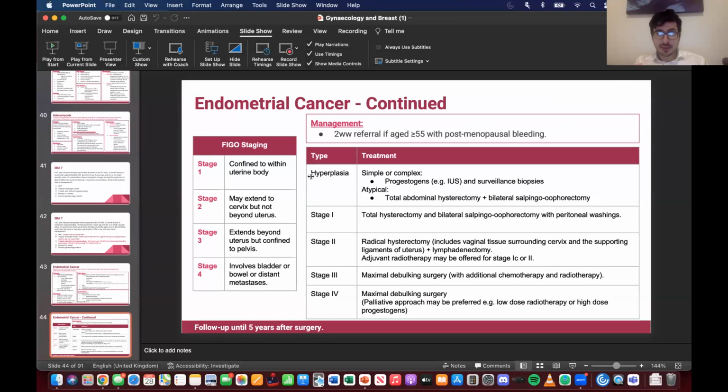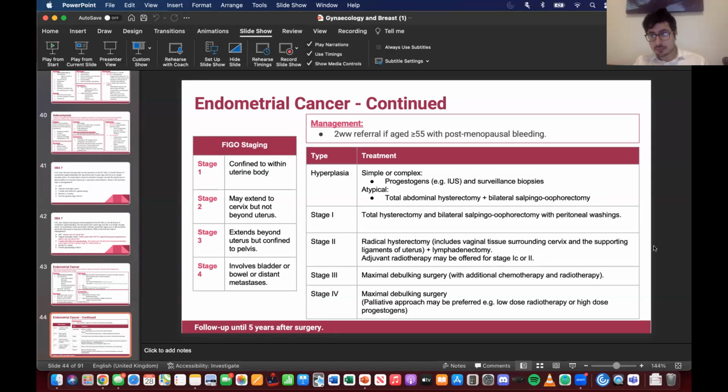If when sampling, the hyperplasia is simple or complex, you can just do surveillance biopsies and progestogens. But if there's atypical changes, you'd want to do a preventative total abdominal hysterectomy and bilateral salpingo-oophorectomy. So you remove the uterus, the ovaries, and the fallopian tubes, because there's a high risk of development to endometrial cancer. And even if it's confirmed, stage 1 and 2 are typically also hysterectomies, with stage 2 having lymph node removals as well.